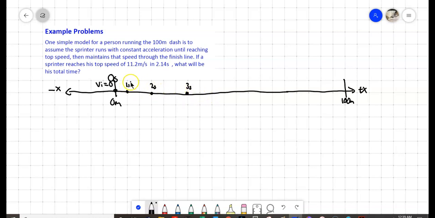Actually, we'll do this in half seconds. So, half seconds, 1 second, 1.5 seconds, and then we'll put 4 blocks here, which will be 2 seconds, which is about 2.14 seconds. And from now on, they're maintaining 4 blocks every time.